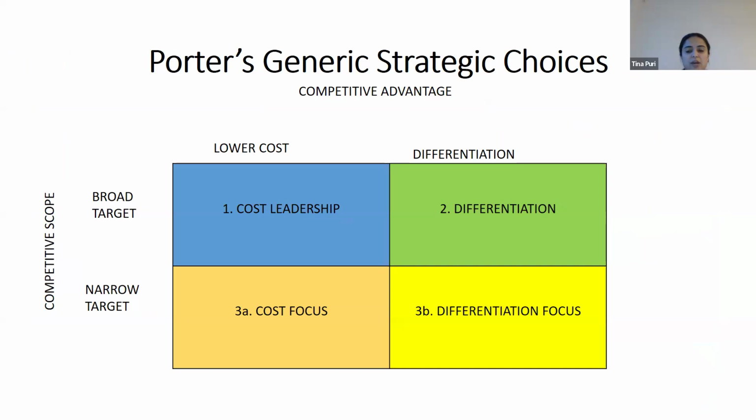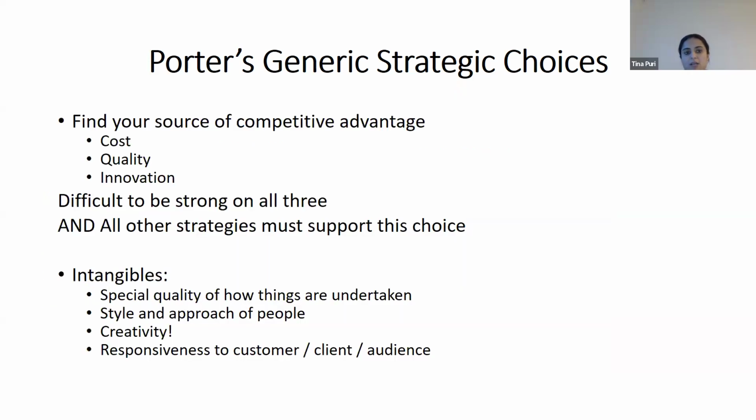Now we have Porter's generic strategic choices, in which we have a certain chart. In this chart, we can see certain columns, which are competitive scope and competitive advantage. In that, we have cost leadership, differentiation, differentiation focus, and cost focus. Now, Porter's generic strategic choice.